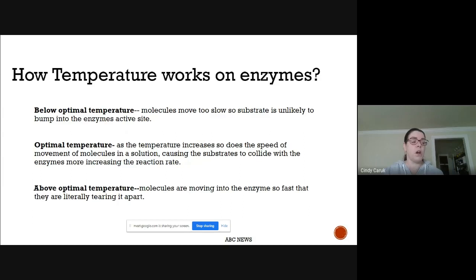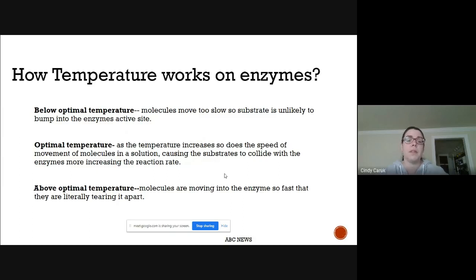So temperature, below optimal temperature, it is not going to be due to denaturing. It's actually due to the kinetic energy of the molecules. They're too slow, so it's unlikely that the substrate is going to bump into and bind into the active site of the enzyme. Okay, so they're moving very slowly. They're not bumping into each other. And you can see that on the graph on page 129, the top graph, figure 6.16 A in your book.